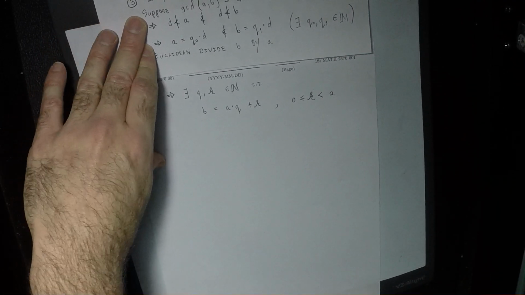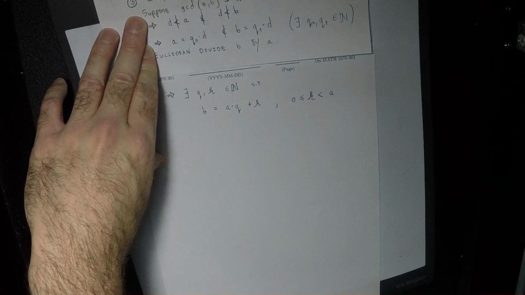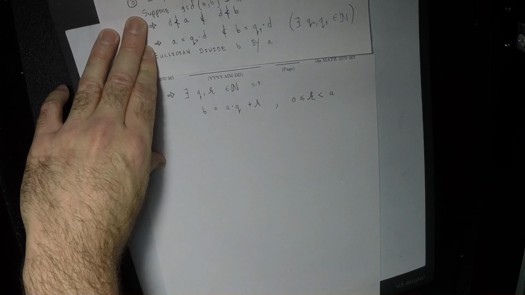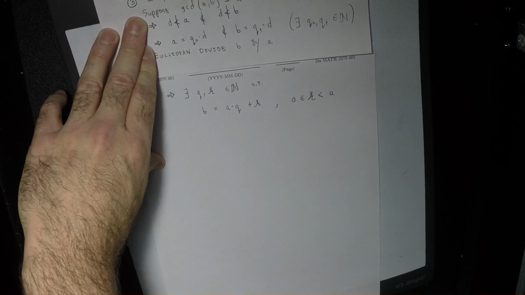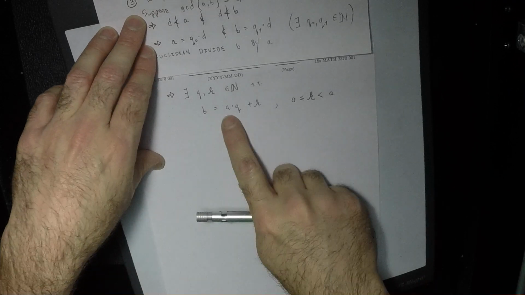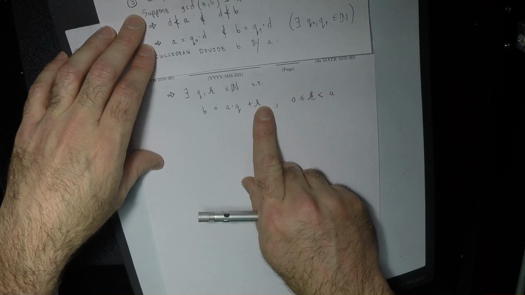That's if you were playing the M&M game and you're trying to make groups of size 10, then when you're finished, the remainder has to be less than 10, right? So if you're trying to make groups of size A, then you can make Q groups, and what's left over has to be less than A.